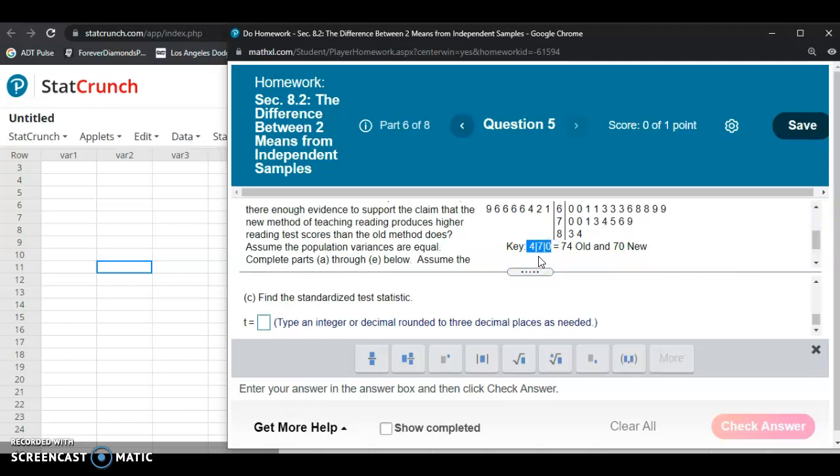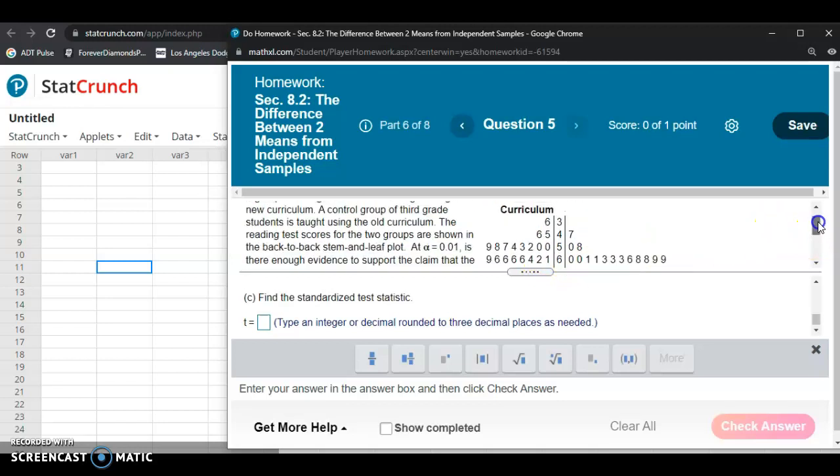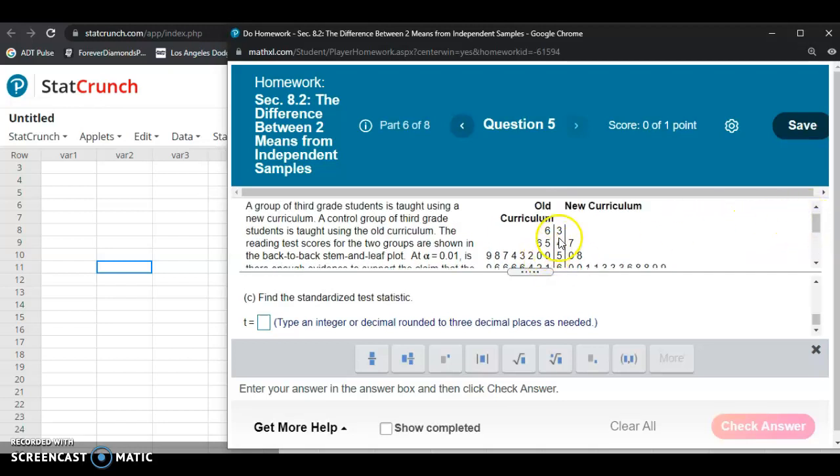For example, if the stem is 7 and one of the leaves to the left is a 4, that means that test score for that student is 74, and that belongs to the old group of students. Likewise, the 0 to the right here means that in the new group of students, you had a student with a test score of 70. I've already entered the data into StatCrunch. For the stem of 3, for the students using the old curriculum, there's one student who had a score of 36, and a couple students had a score of 45, 46. Likewise, in the new curriculum students, there was one student who had a test score of 47, and then 50, and then 58, so on and so forth.